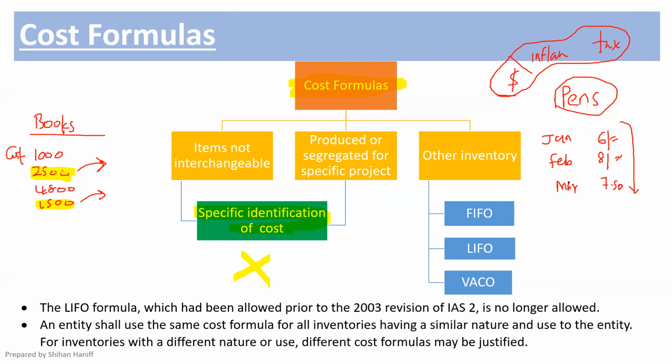So if that's the case, we have three methods: first in, first out, last in, first out, and weighted average cost method. And last in, first out is not used anymore. We mainly use first in, first out, and weighted average cost method, which I will be explaining later. So there is a doubt.